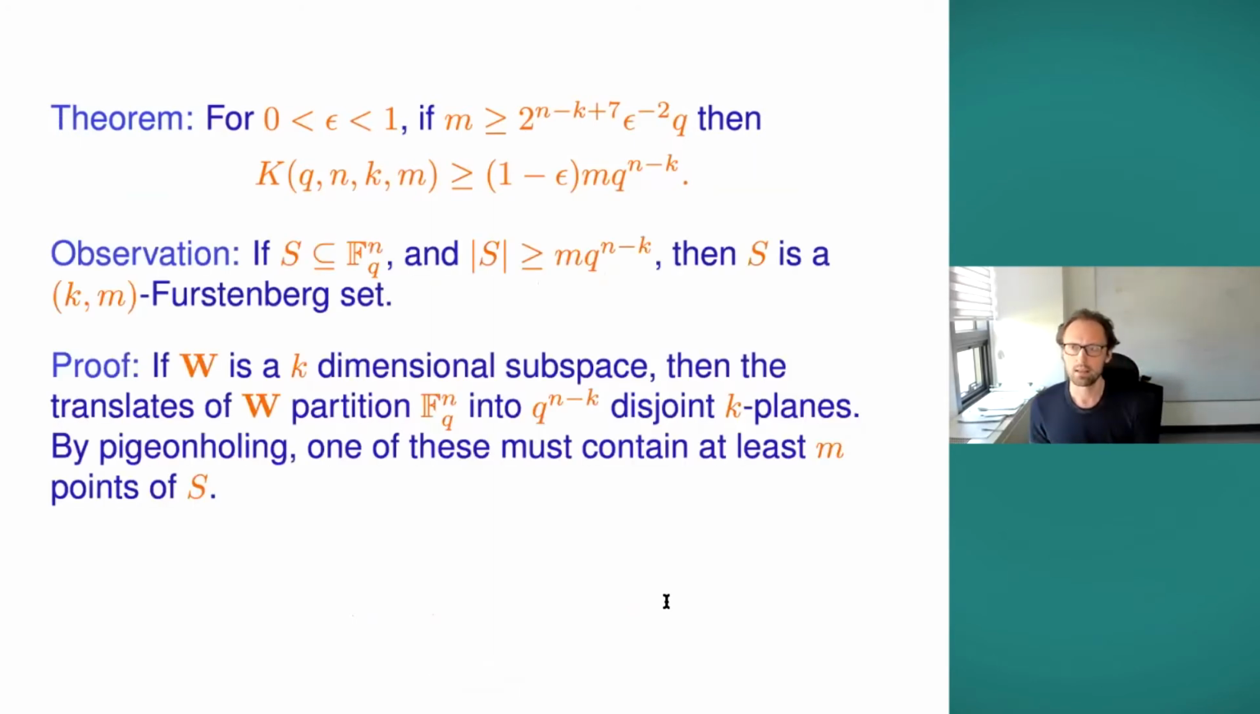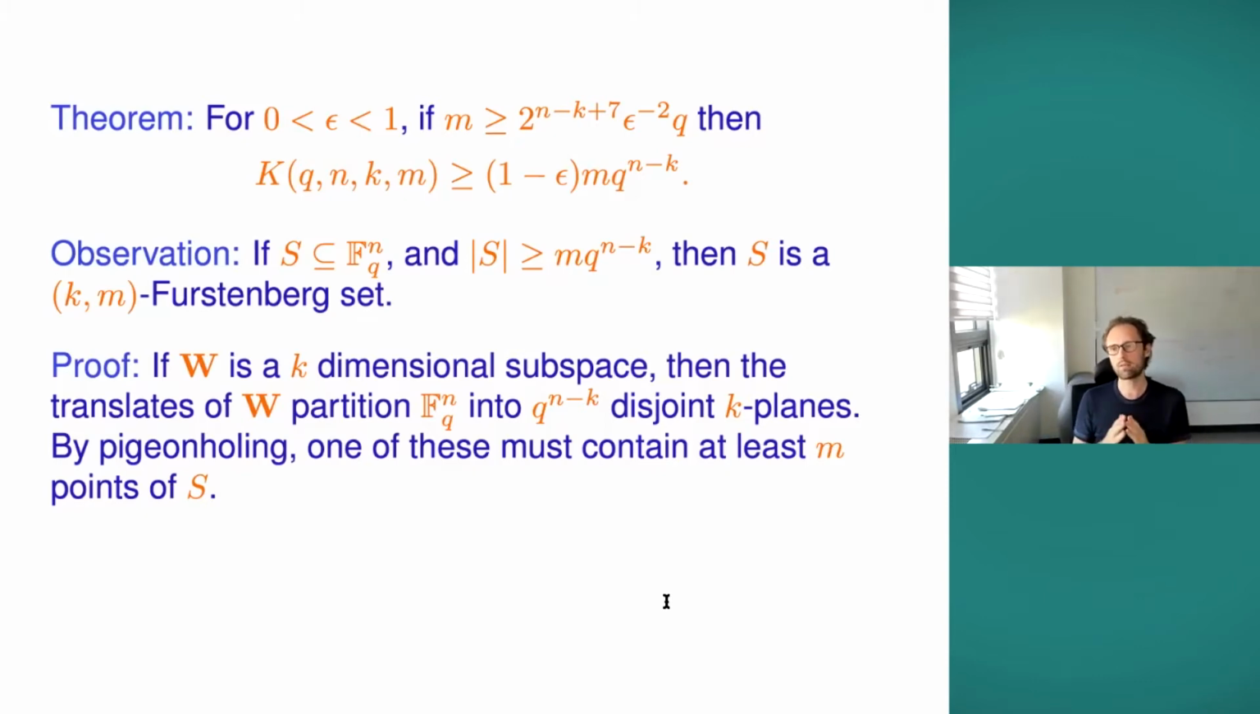And in fact, it basically meets a completely trivial construction. The construction is to take any set of m times q to the n minus k points. Now observe that if you have a direction w, a k-dimensional linear subspace w, then the translates of w partition the space into q to the n minus k disjoint k-planes. If we have m times q to the n minus k points, then one of those k-planes must contain at least m points.